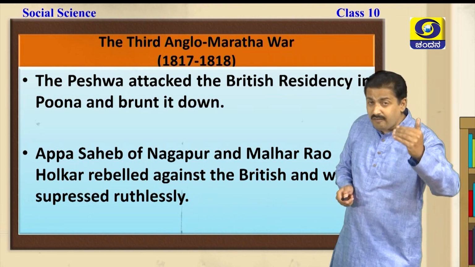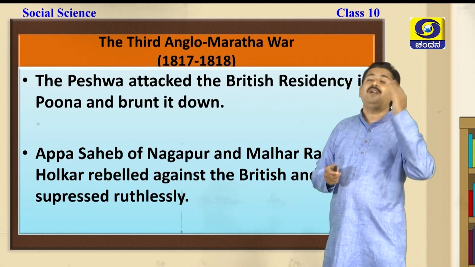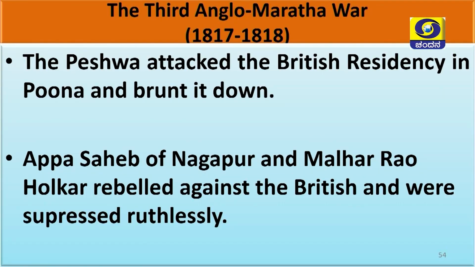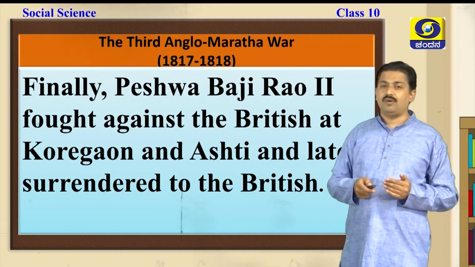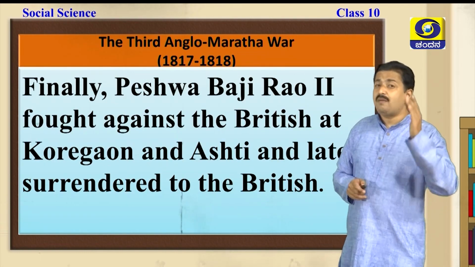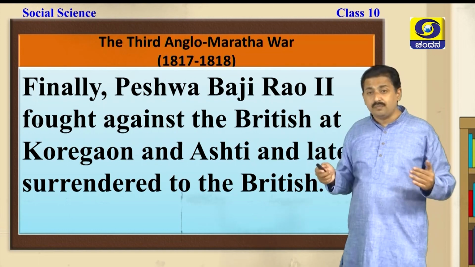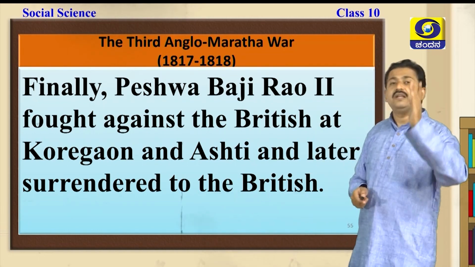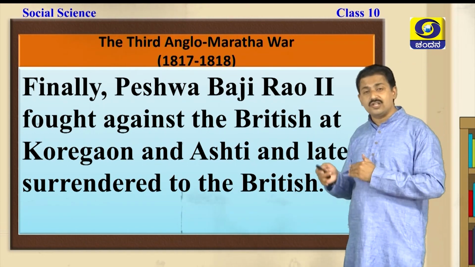With the support of Appa Sahib of Nagpur and Malhar Rao Holkar, they rebelled against the British. So, this is what we call the Third Anglo-Maratha War. Finally, Peshwa Bajirao II fought against the British at 2 different places. They are called Koregaon and Asti.